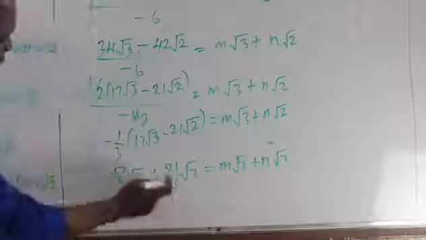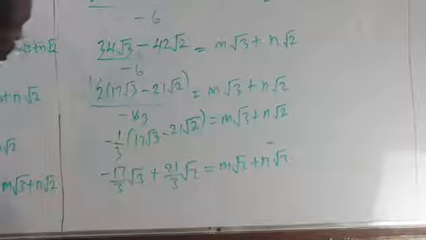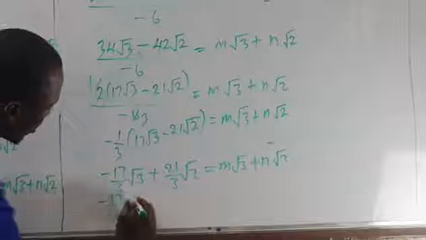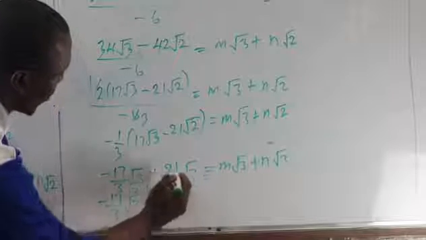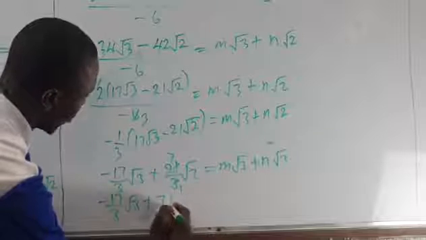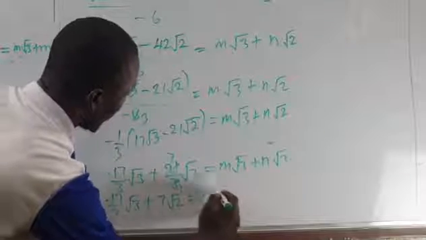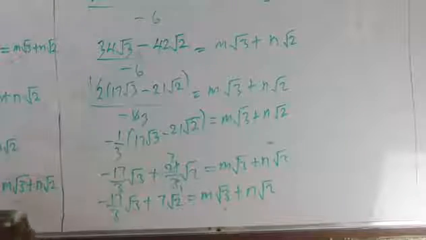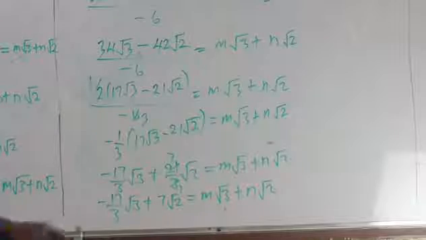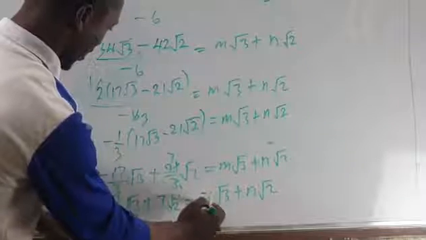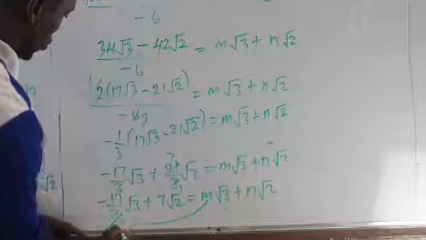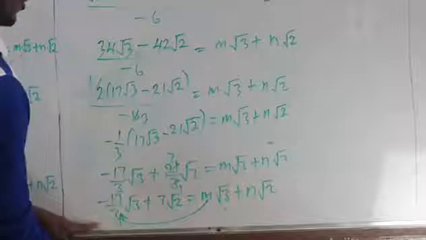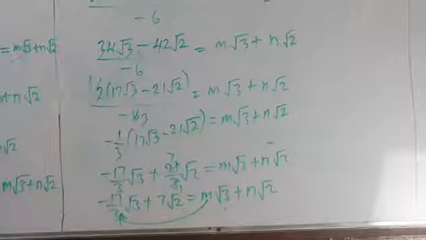So if you look at this, 3 can still go into 21, so which is equal to minus 17 over 3 root 3 plus, 3 into 3, 1, 3 into 21, 7. So that is 7 root 2, which is equal to m root 3 plus n root 2. So if you now compare the left hand side and the right hand side, in this case, m is equivalent to minus 17 over 3, while n is plus 7. So I think it's well explanatory.